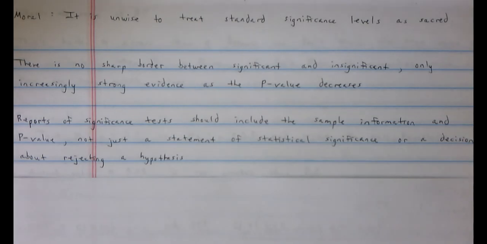The moral of the story is this: it is unwise to treat standard significance levels as sacred. There is no sharp border between significant and insignificant, only increasingly strong evidence as the p-value decreases. For this reason, reports of significance tests should include the sample information and p-value, not just a statement of statistical significance or a decision about rejecting a hypothesis.